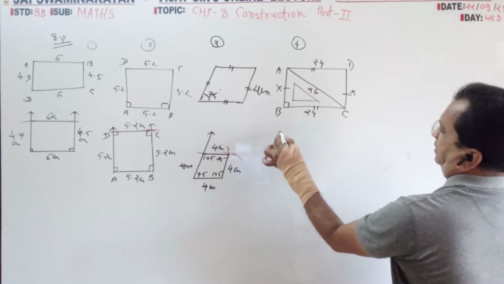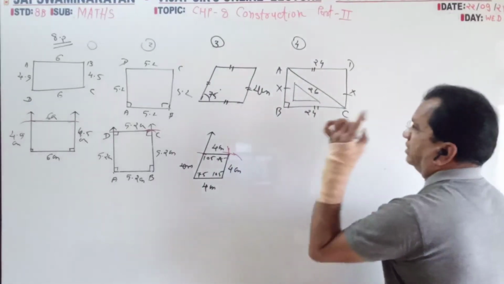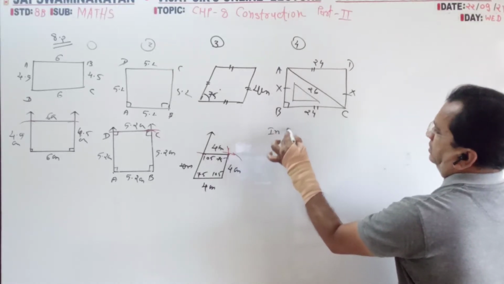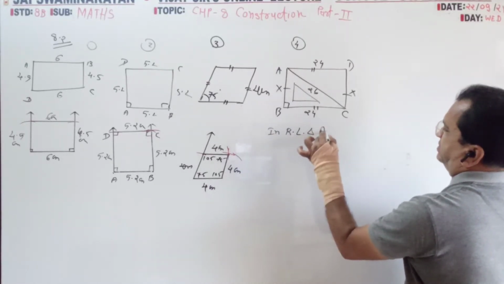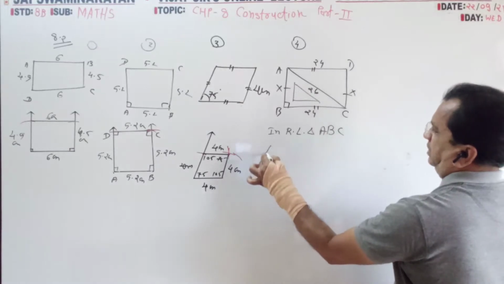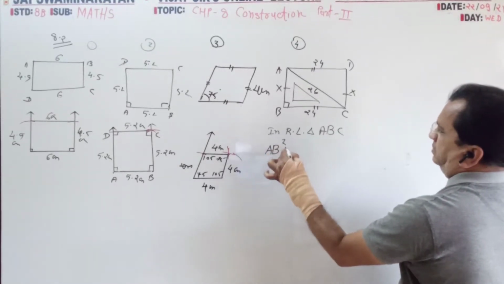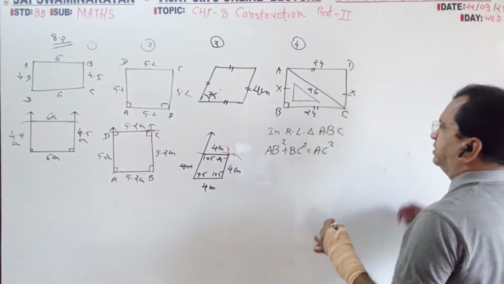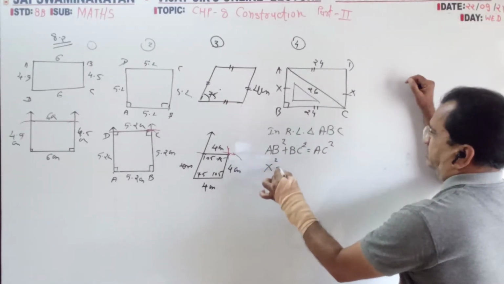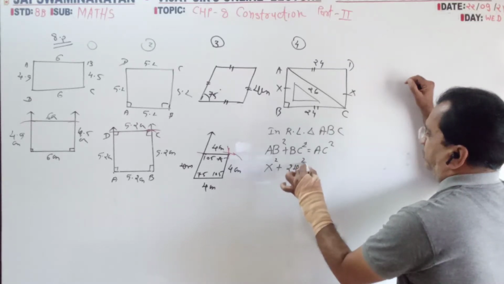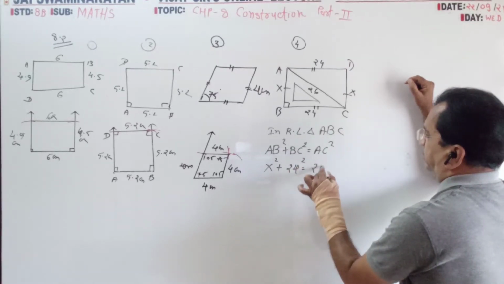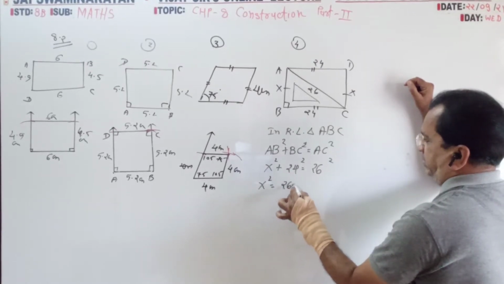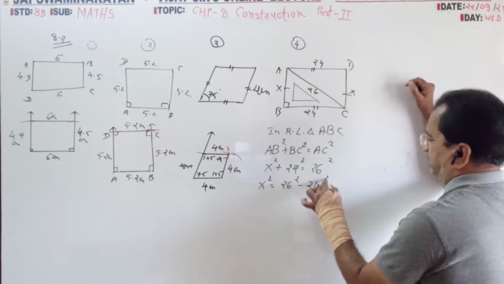In this right angle triangle, this is a calculation only, not construction. 8.2 fourth question. So in right angle triangle ABC, AB square plus BC square is AC square. This is x square, 24 square, 26 square. So x square equals 26 square minus 24 square.